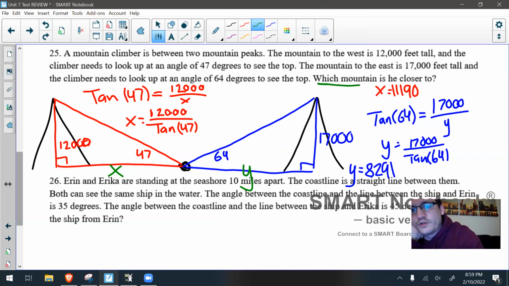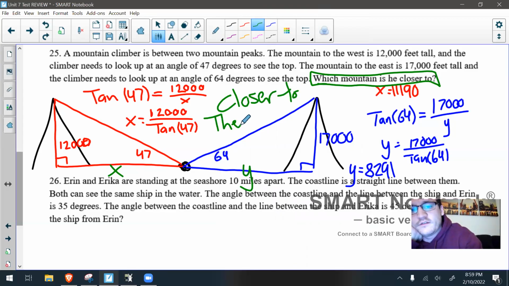So, all right, this should be pretty clear. Which mountain is he closer to? Well, what do you think? Should we take a bigger number or a smaller number? All right, so he's closer to y. Closer to the east mountain.